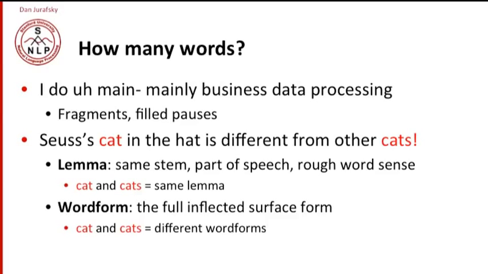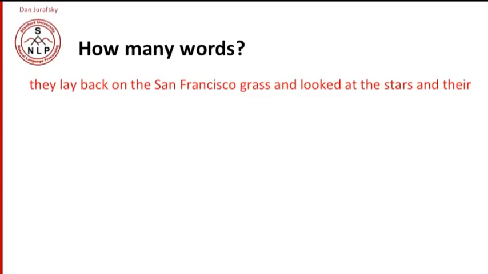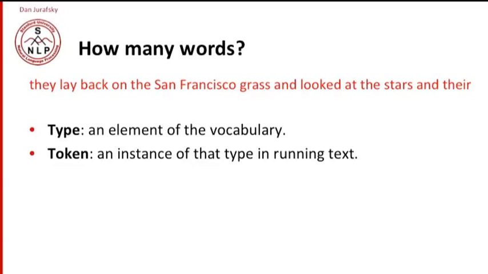So let's look at an example sentence. They lay back on the San Francisco grass and looked at the stars and their... And let's ask how many words there are in this sentence. So count for yourself. We can define words in a couple ways. Word types, how many vocabulary elements there are, how many unique words there are, and word tokens, how many instances of that particular type there are in running text.